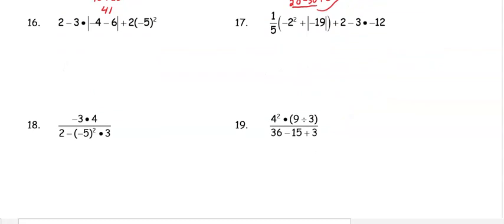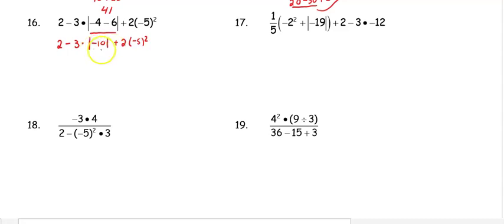In number 16, we don't have parentheses, but we have absolute value bars. So P doesn't always have to stand for parentheses. It can stand for any type of grouping symbol. So I want to do my absolute value first. So when I do this, I have negative 4 minus 6 is negative 10. So we would have 2 minus 3 times the absolute value of negative 10 plus 2 times negative 5 squared.